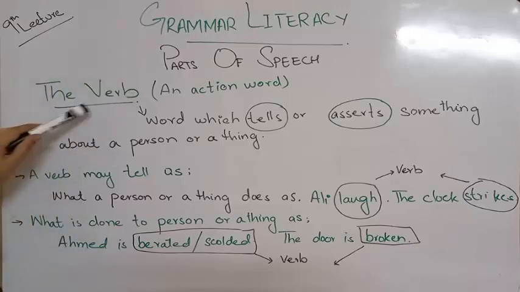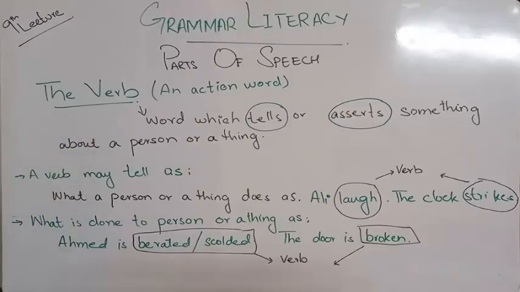What is a verb? An action word. What is an action word? An action word is one in which a narrator tells us about any doing, any performance, any work, any action performed by some person or a thing. That is called the action word, and in grammar, it is called a verb.